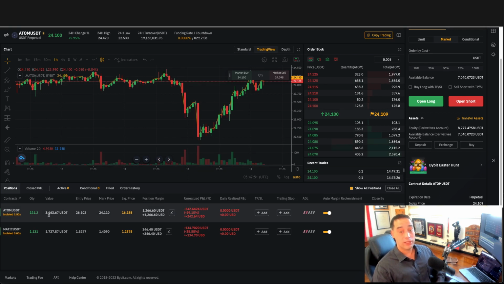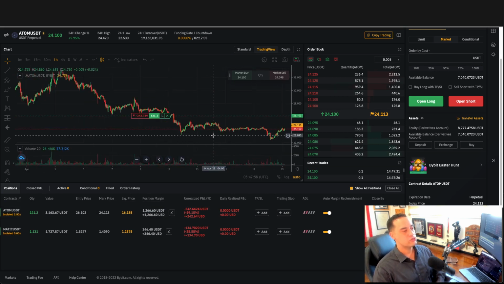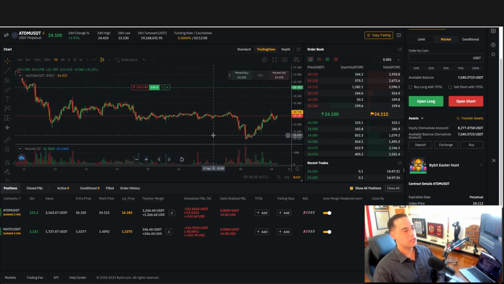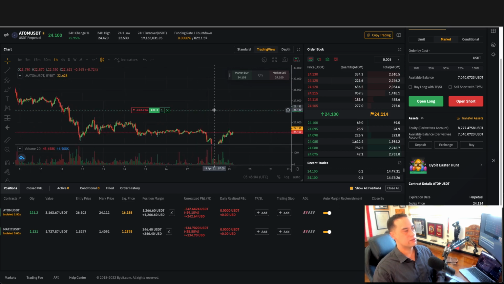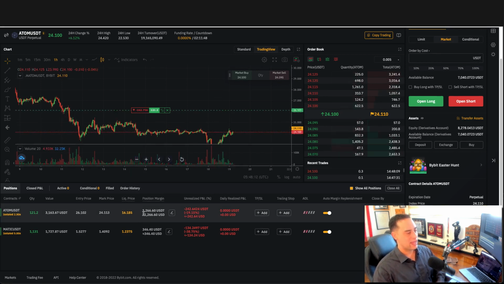So what I'm going to do is add some funds to this trade to change the entry price. When I'm looking in Bybit, I can see my entry price right here. It's way up here, and this is where the market is right now. I'm going to lower this entry price by adding to this position.